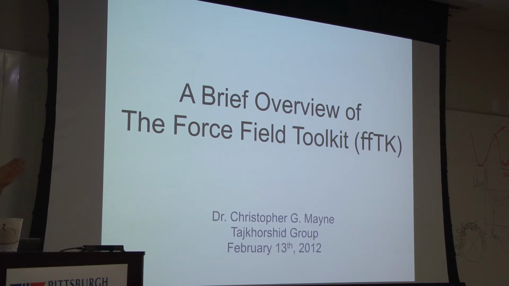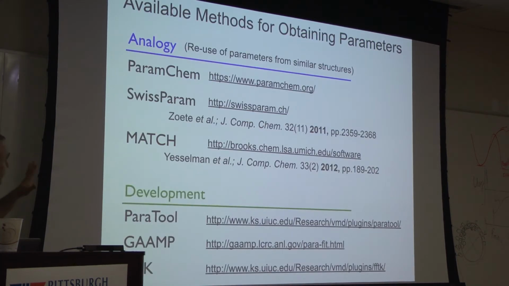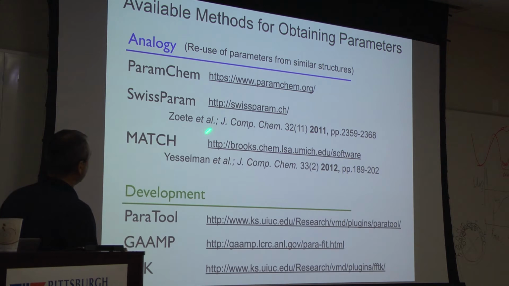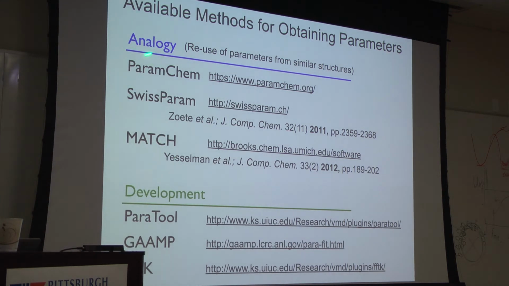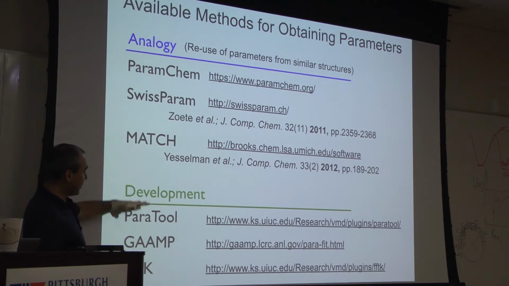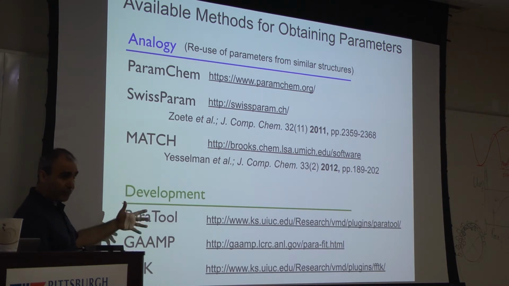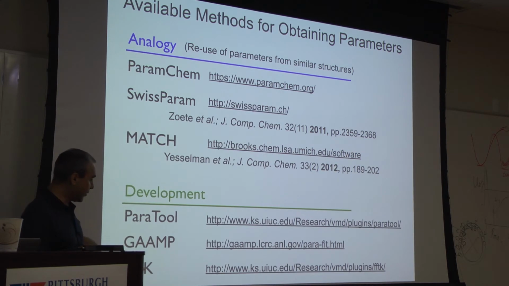He developed this first because he realized there are lots of difficulties. Again, there are lots of different strategies in terms of obtaining parameters. You can do this based on analogy. ParamChem is a good source to look at, as are Swissparam and MATCH. These are some examples of utilities that allow you to do this a little bit better. And then there are programs that allow you to develop parameters. FFTK is one of the programs in this class.